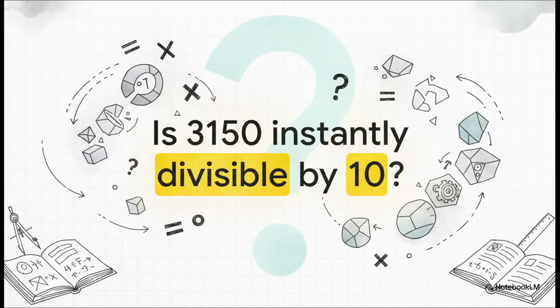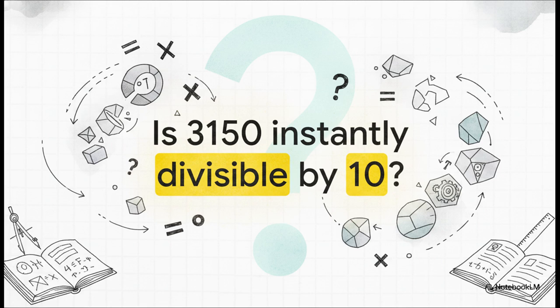So let me leave you with a quick challenge straight from the source exercises. Look at this massive number, 3150. Based on the shortcut we just learned, is it instantly divisible by 10? Well, look at that ones place. It's a 0. So yes, absolutely, without doing a single second of long division, you know for sure that 3150 is perfectly divisible by 10.